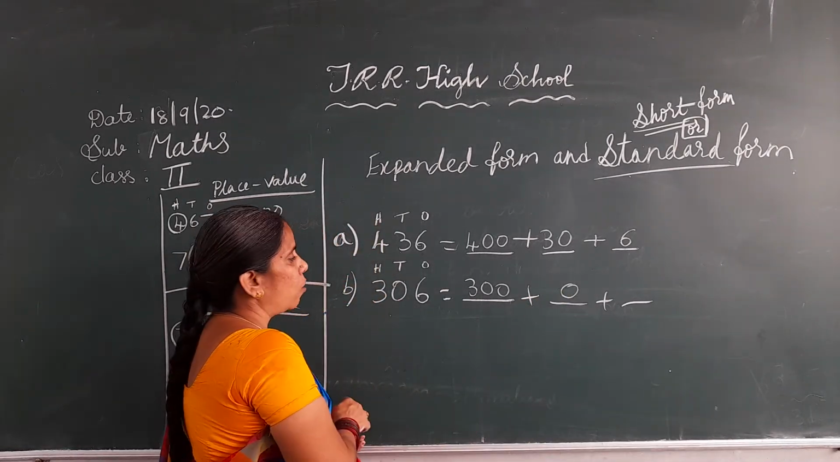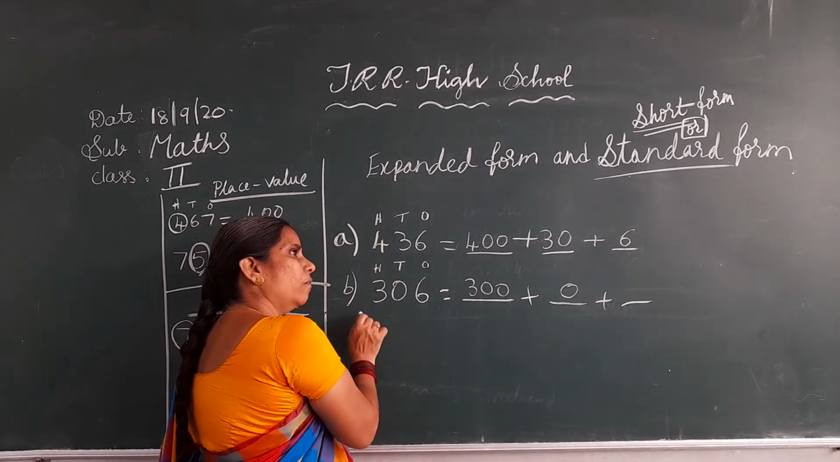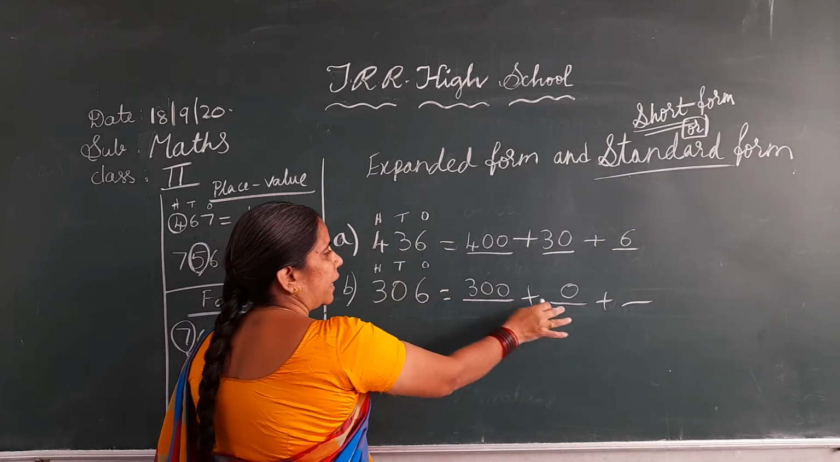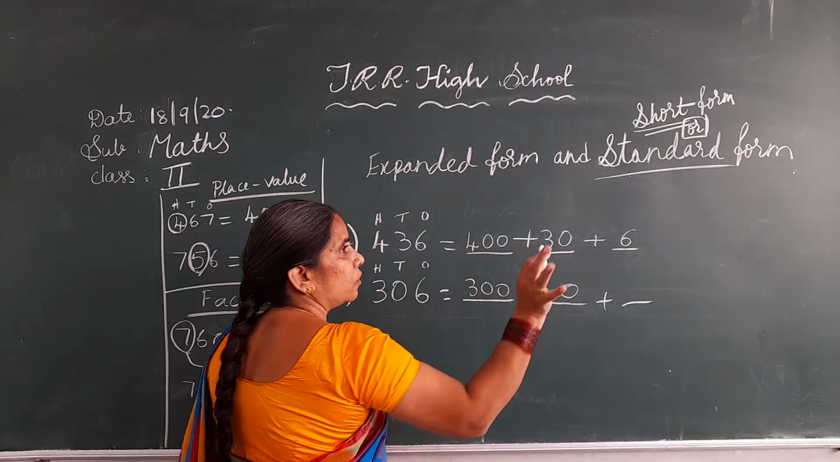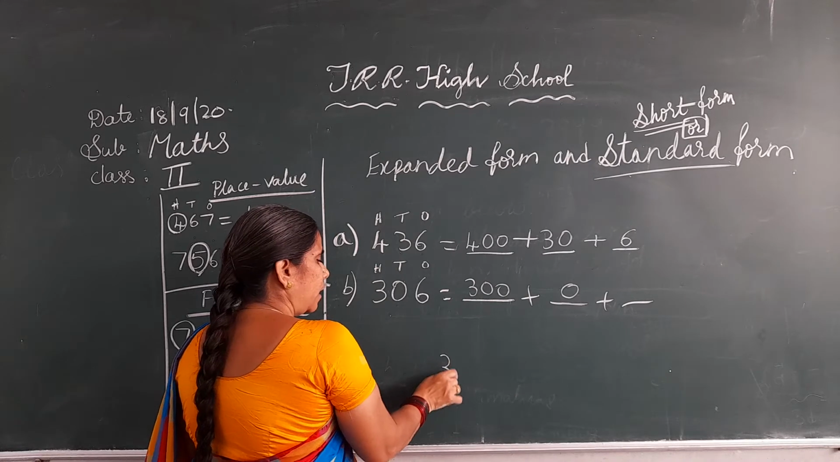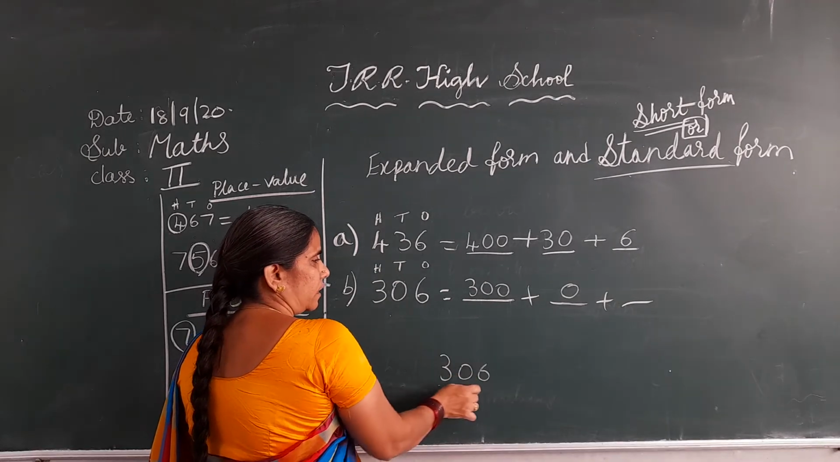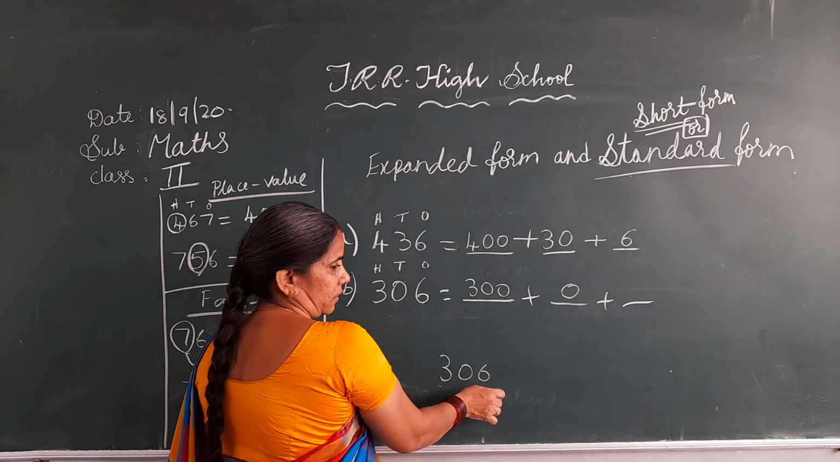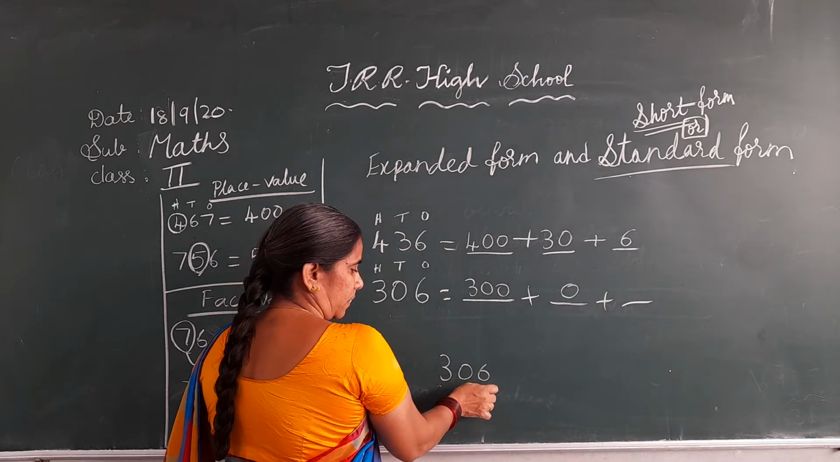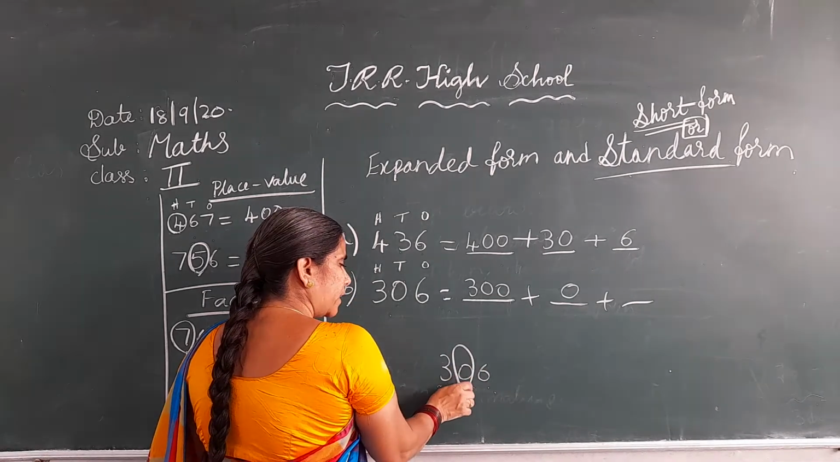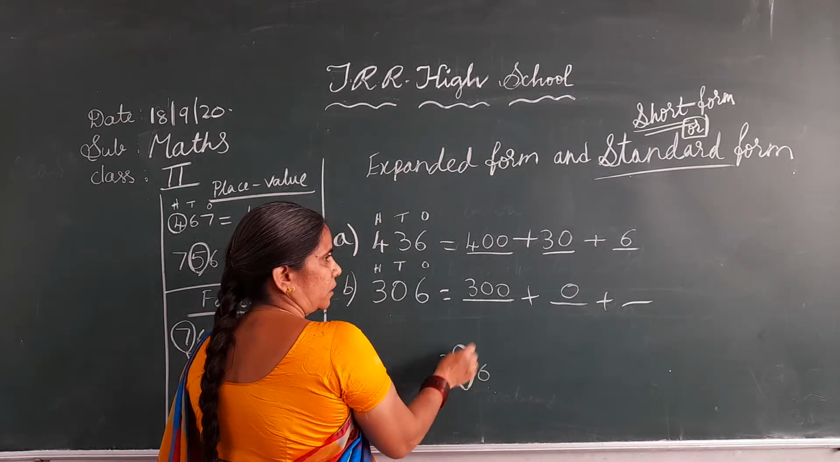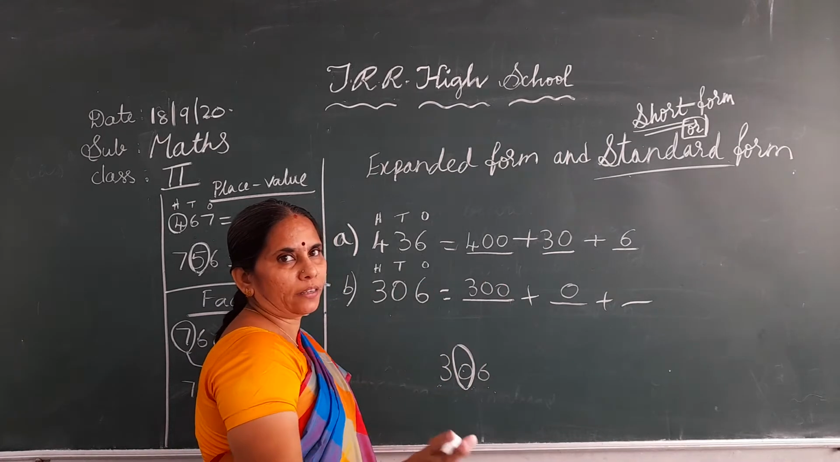Then you will get a doubt. If 0 is there here, is a value there? If you separate the place values, it means no value. Here, how will you read it if 0 is there? This is 306. If in a particular place you see 0, it means no value for that place.